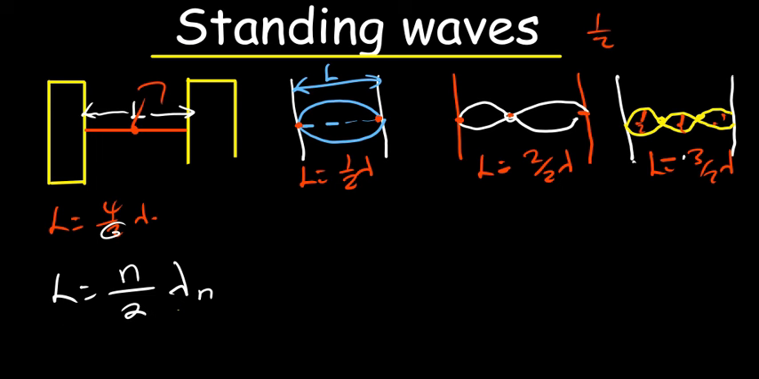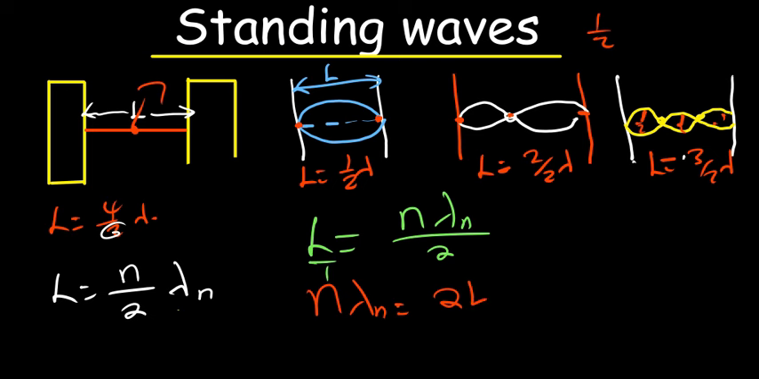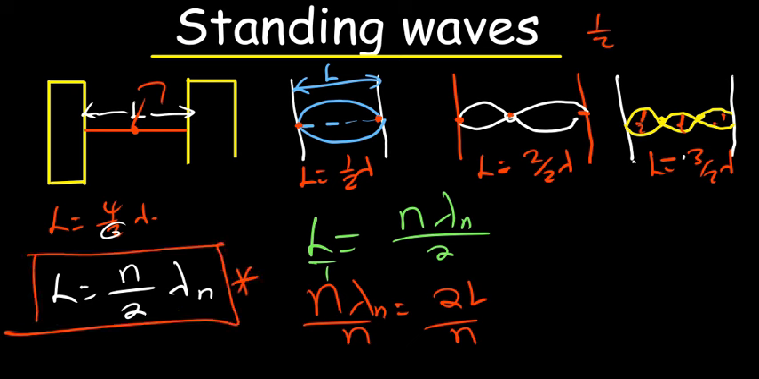If I know the length, I also know the number of loops, I can use this formula to find the lambda. So this is the same as L is equal to n lambda n divided by 2. Let's cross multiply. We make lambda the subject of the formula. n lambda n will be equal to 2L. Divide both sides by n. So what I want you to understand is that this formula is very important in understanding waves. At the same time, since these will cancel, I'll also have another formula for lambda to be equal to 2L divided by n. This is also very important.